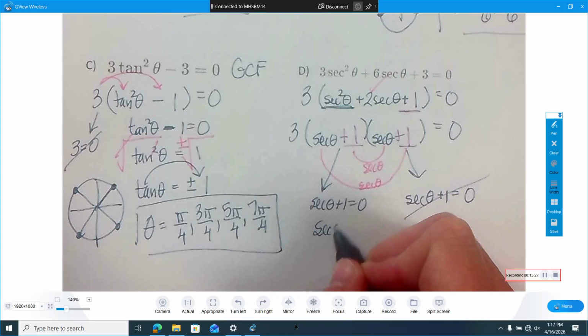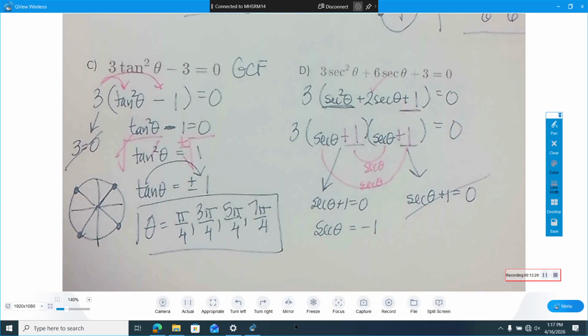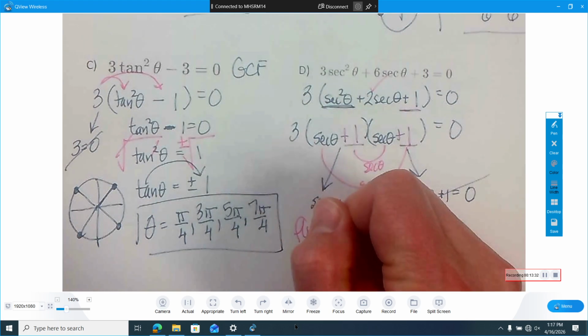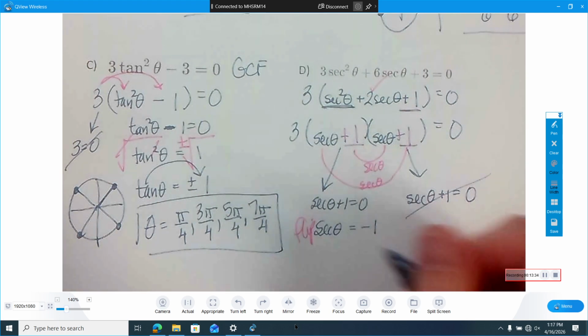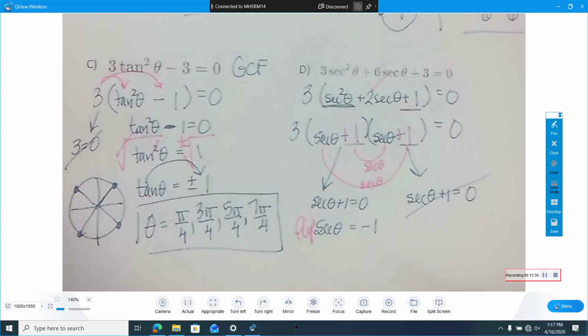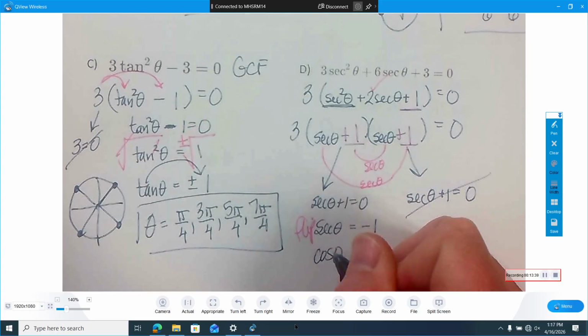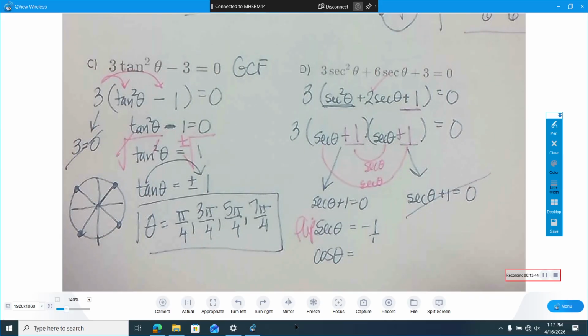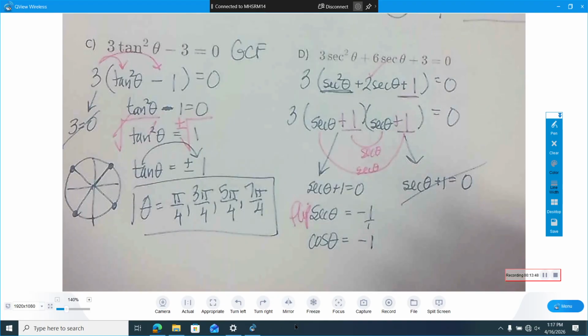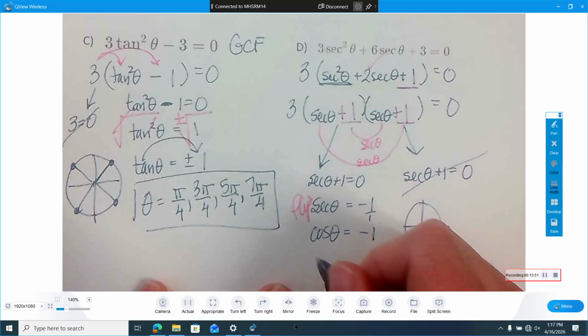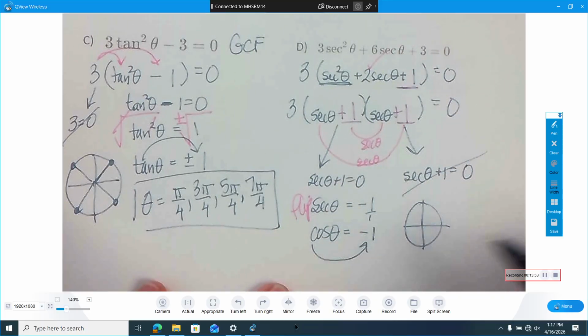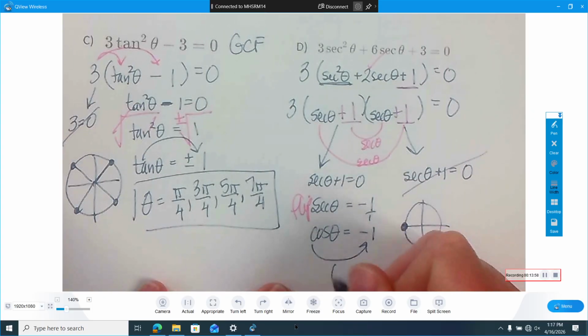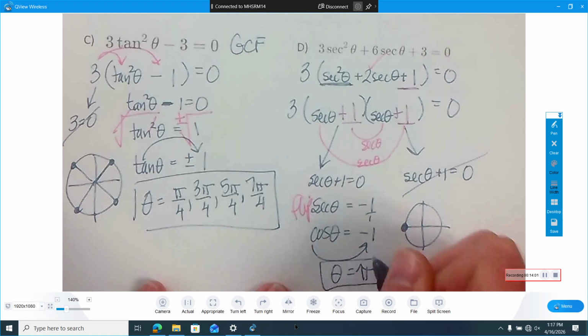Minus 1. So secant of theta equals negative 1. And I don't like secant, so I'm going to flip it. Do the reciprocal of both sides. What is the reciprocal of secant? Cosine. And if you have a negative 1, and it's negative 1 over 1, and you take the reciprocal of that, what do you get? Still negative 1. All right, so now this is asking, hey, on our unit circle, where does cosine have a value of negative 1? Pi, right there, theta equals pi.